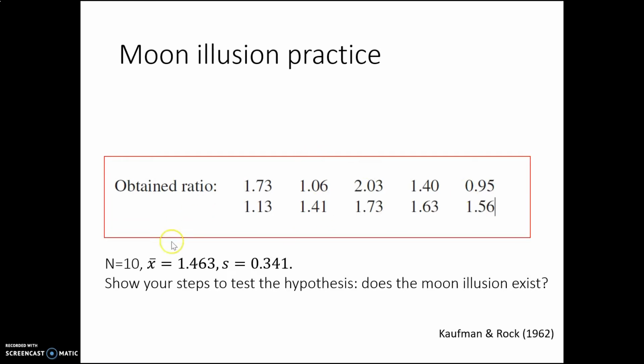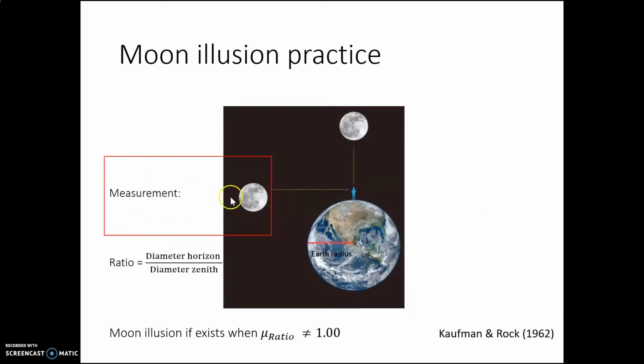Okay, so this is the data or the statistics for this question. We have a sample size of 10, the sample mean is 1.463, the standard deviation is 0.341, and the population's mean is 1. And this data is enough for us to address this question: do people tend to perceive the horizon moon as larger than the zenith moon?